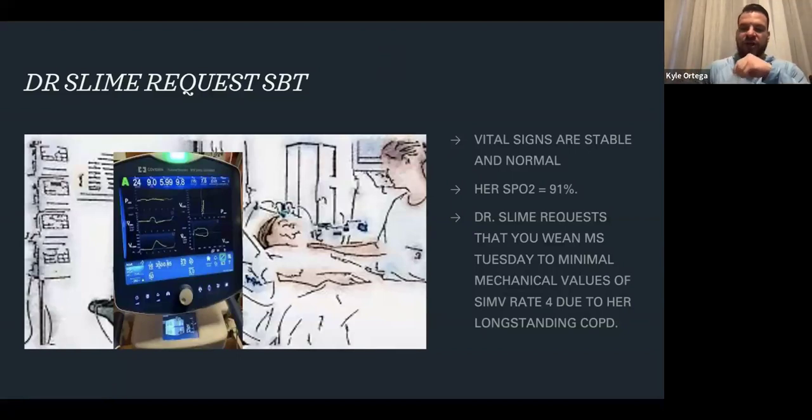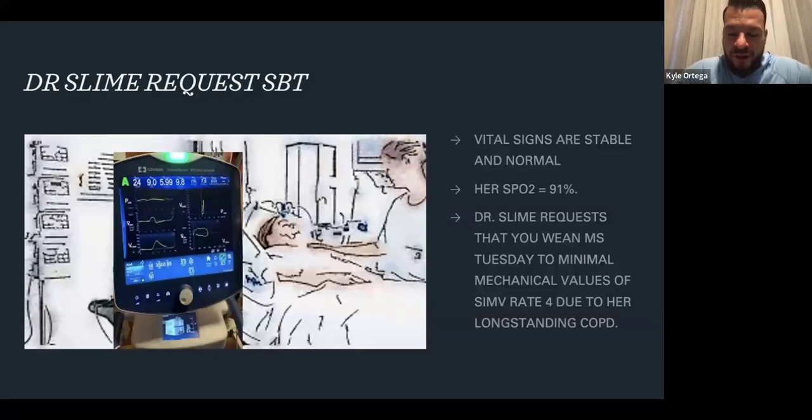All right, so number one, describe the type of SBT. We will be putting her on spontaneous mode on this Puritan Bennett, or CPAP. Pressure support of 5, PEEP of 5. Use that pressure support to decrease the work of breathing. Probably keep her FiO2 the same. I think he had it at 35%, so we'll just keep it there and see how she does. Hopefully she passes.